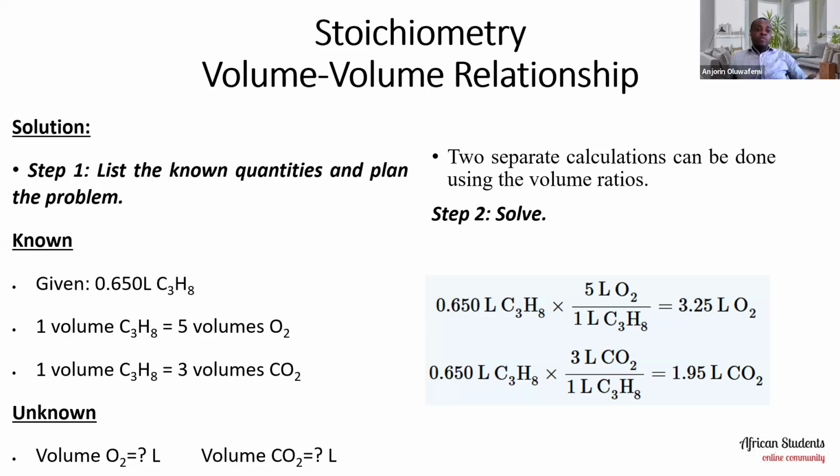or similarly, 0.650 liter of C3H8 will give us 3 liters of CO2 over 1 liter of C3H8, which will give us 1.95 liter of CO2. This relationship we just established, or we just took them out from the equation of the reaction. So that is how we go about the volume-volume relationship, establishing the stoichiometry, so we can easily solve and then get our answers out accordingly.